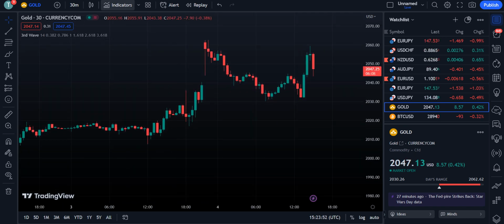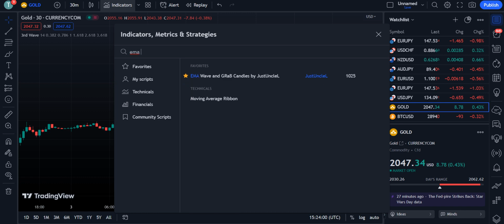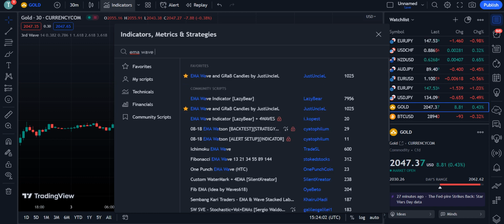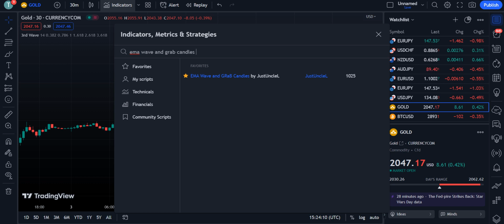Now we are going to add the second indicator, and that is the Effort EMA Wave and Grab Candles by Just Uncle, and you have to simply click on it. It will be applied on your chart.